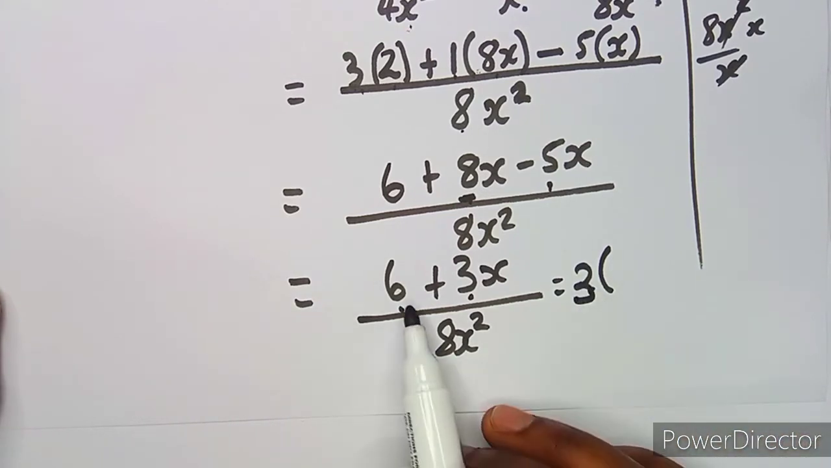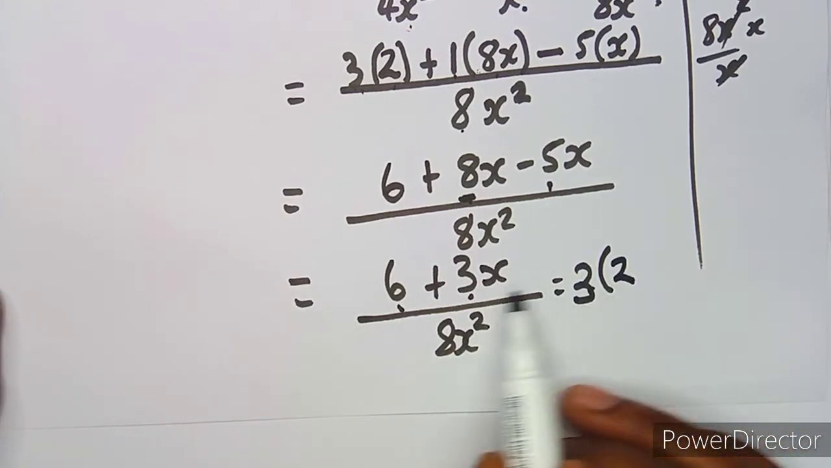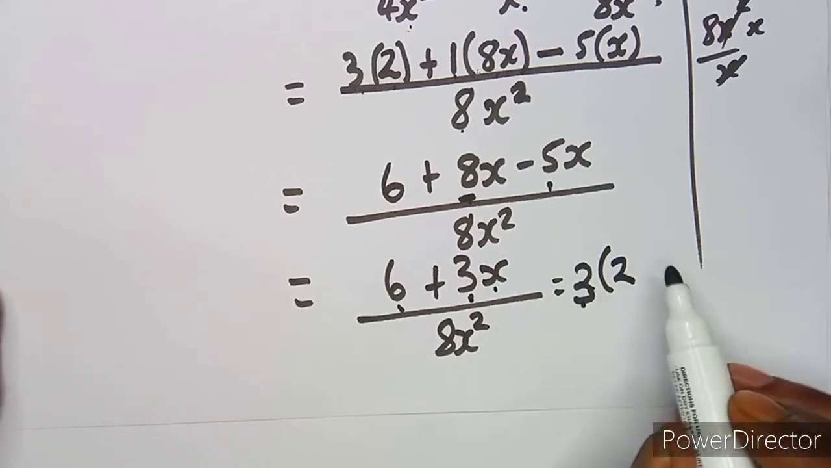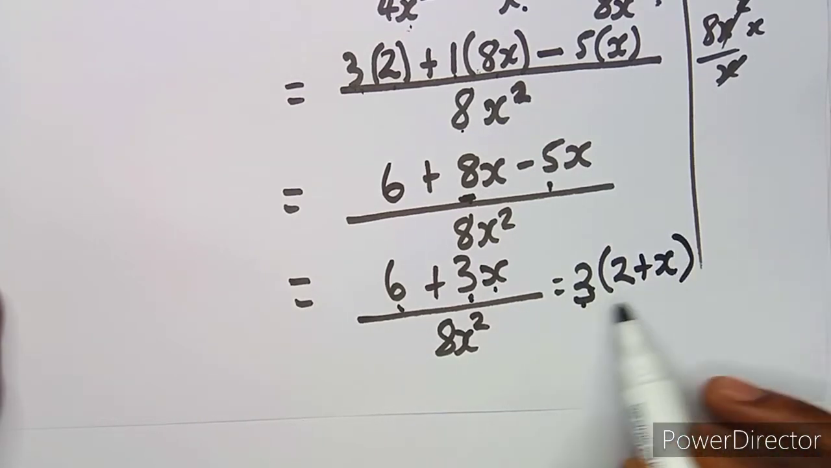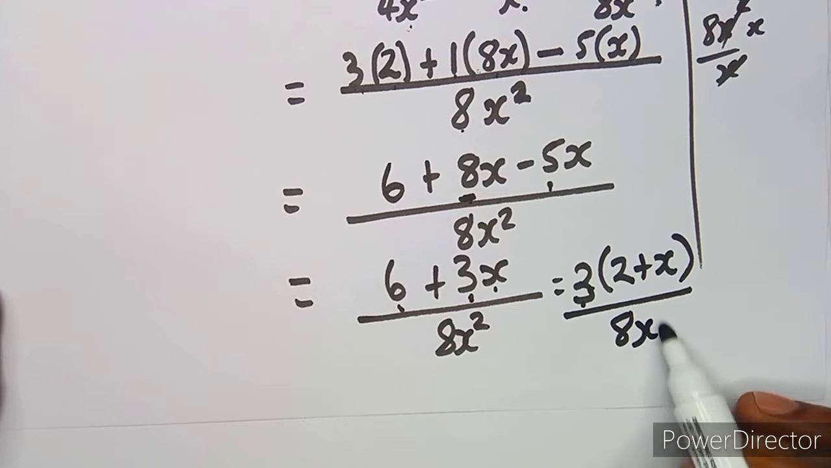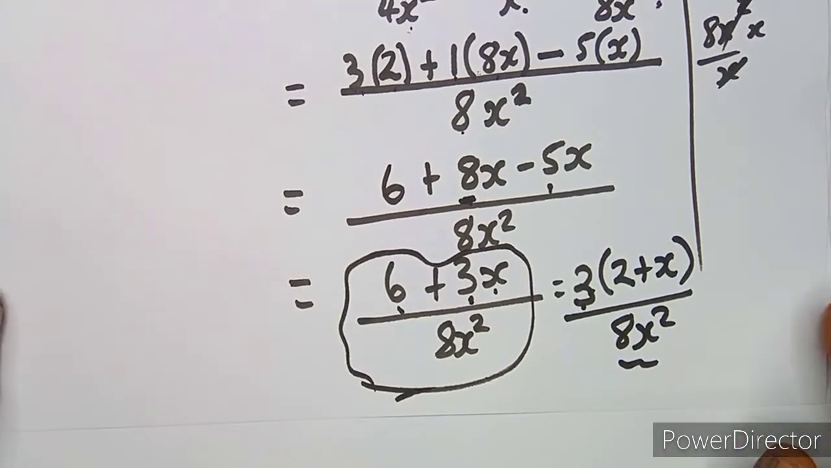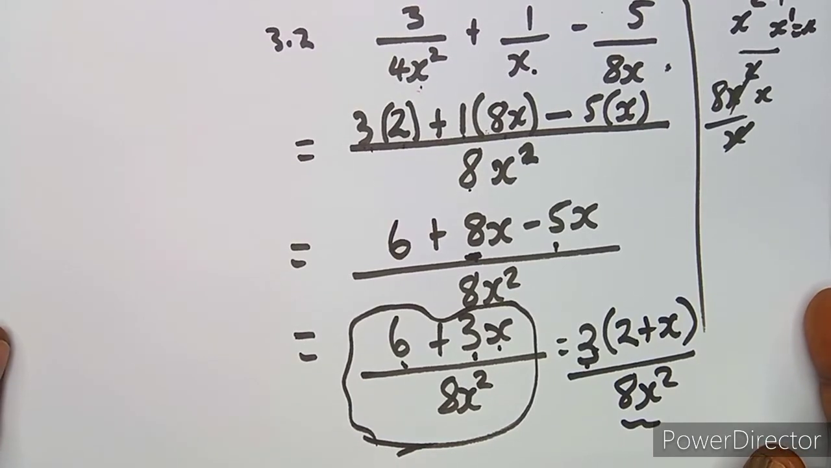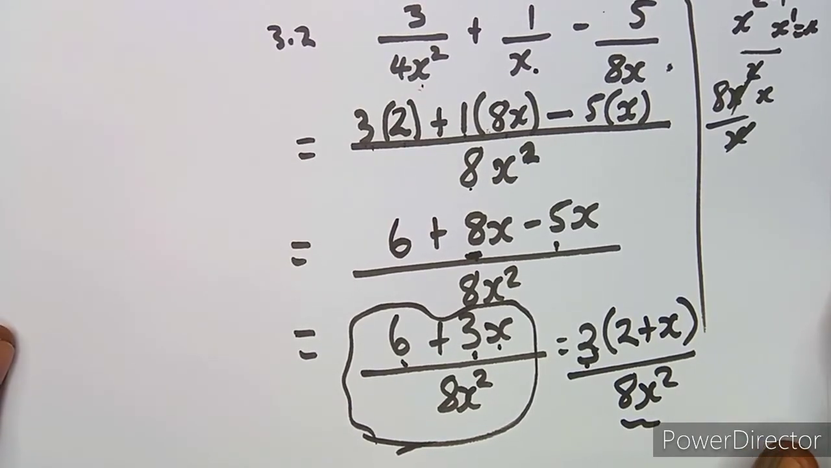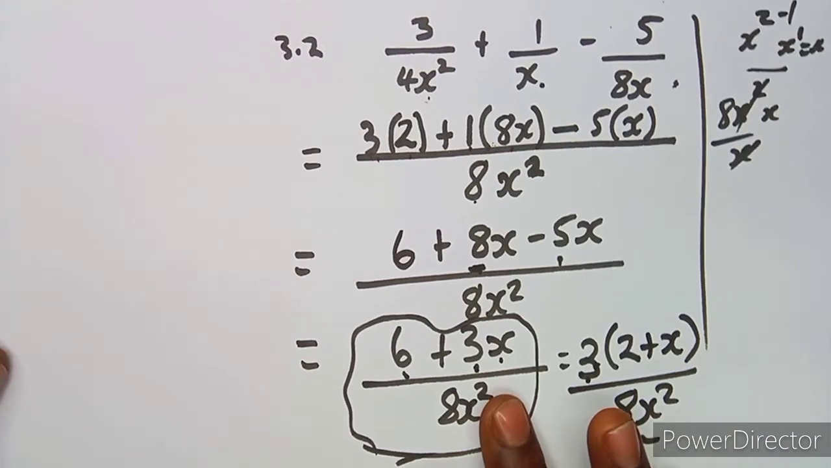3 is common, so 6 divided by 3, that is 2. 3 divided by 3, you're going to be left with x like this, everything over 8x squared. So never cancel anything, or you can just leave your answer like that. That is what we had, guys. As you can see, these were the stages that we're supposed to take.